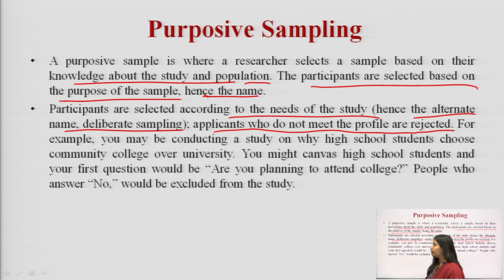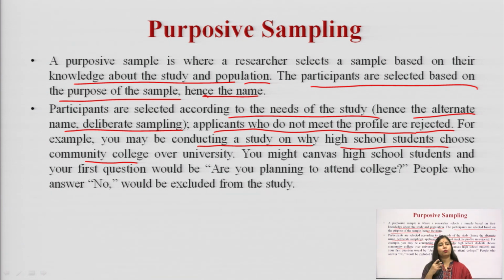For example, you may be conducting a study on why higher education students choose a community college. If you want to know why a certain class of people choose a certain college, or why most of the time they go for a government college or a private college. In our country also people prefer the government institution first for their higher studies. So why do they select the government institution for higher study?